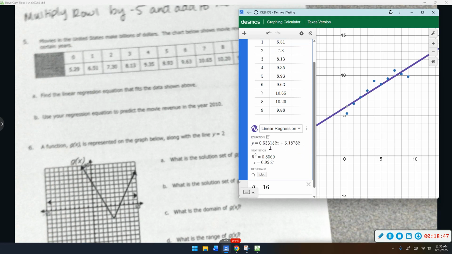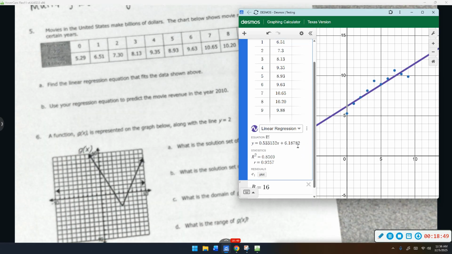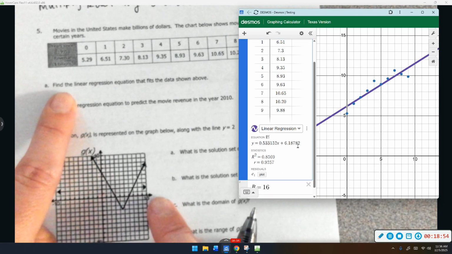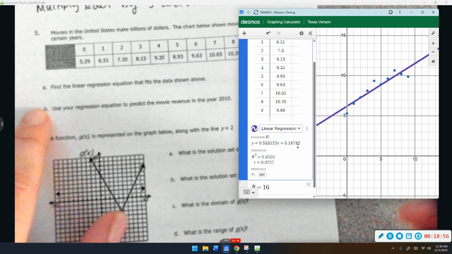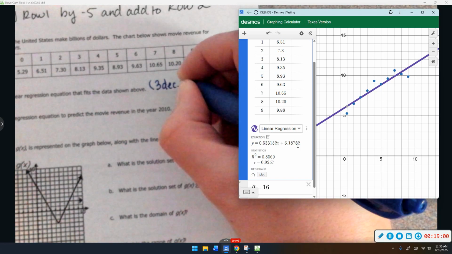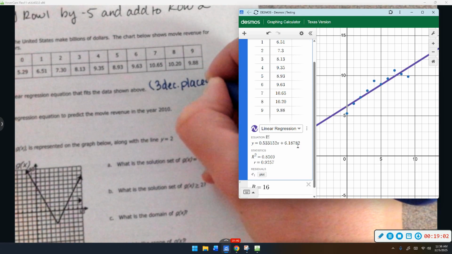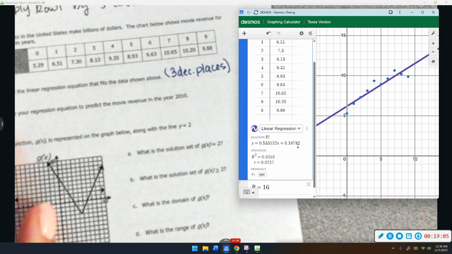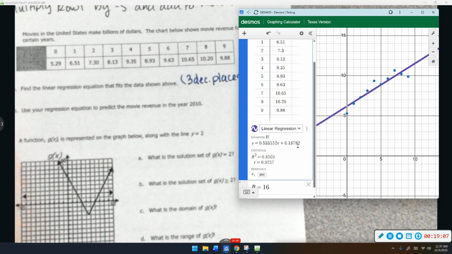All right. Y'all good? Yeah. All right. So we're going to write down the equation, and it's not telling us how to round. So let's go to 3 decimal places, okay? Because that's probably what they're going to do. All right, 3 decimal places. So let's copy this down.